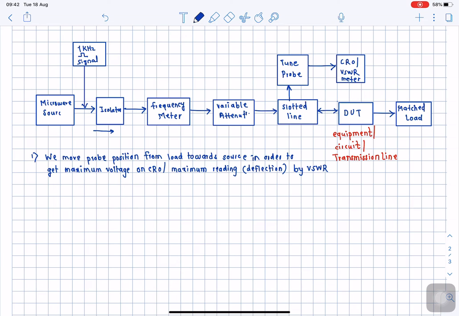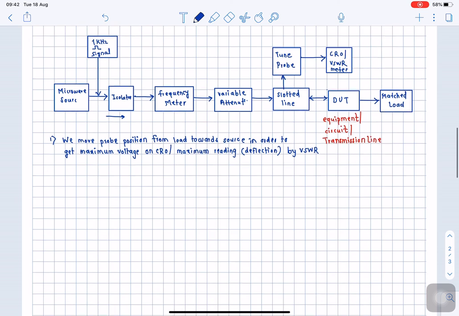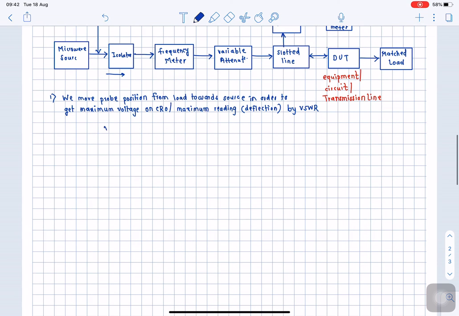If we are using a CRO, observe the maximum value of the voltage. On the other hand, if we are using a VSWR meter, see to it that it is showing the maximum deflection, and adjust the position of the probe over the slotted section. In doing so, we measure Vmax.